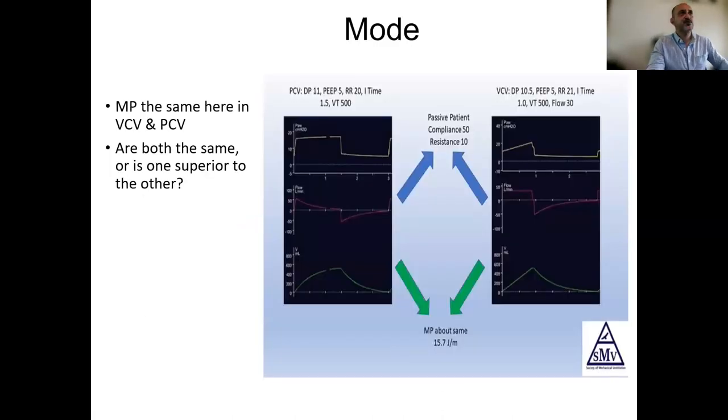Next few minutes, 1-2 minutes, we'll just go over some questions. Now, those are patients here. Mechanical power is the same between a patient on pressure control and a patient on volume control. You can see the settings. They're both passive with a compliance of 50 and resistance of 10, and they both have the same mechanical power. Now, are they both prone to the same injury or not, because they're using different amounts of pressure and different amounts of flow? That has to be answered.